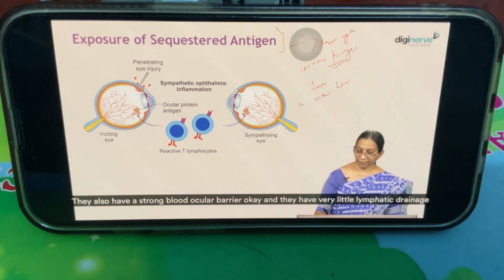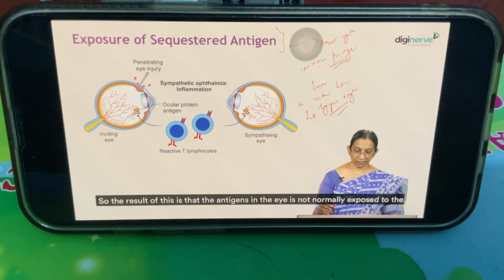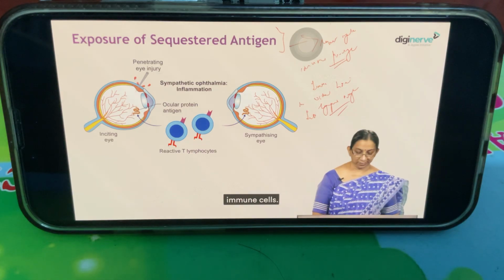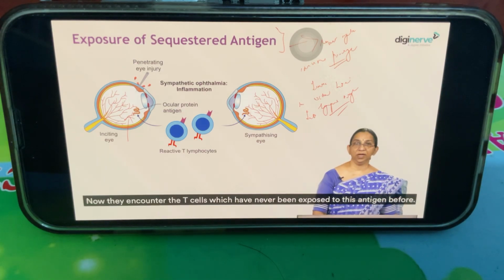Okay, and they have very little lymphatic drainage under normal conditions. So the result of this is that the antigens in the eye are not normally exposed to the immune cells. Now suppose you have an injury to one eye. What happens is the ocular antigens now enter the lymphatics. Now they encounter the T cells which have never been exposed to this antigen before.